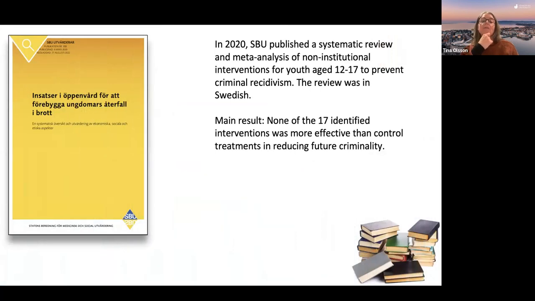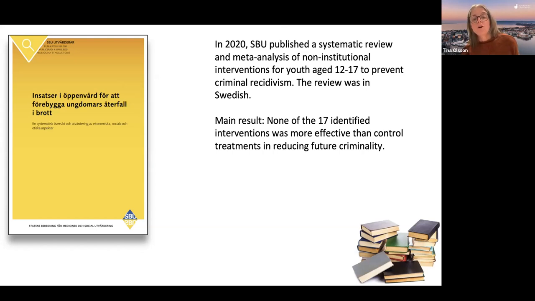By way of background, in 2020, I was involved with about 9 other people in a systematic review and meta-analysis of non-institutional interventions for youth aged 12 to 17 to prevent juvenile criminal recidivism. That review was undertaken by SBU, the Swedish Agency for Health Technology Assessment and Assessment of Social Services. And we published that in 2020 in Swedish.